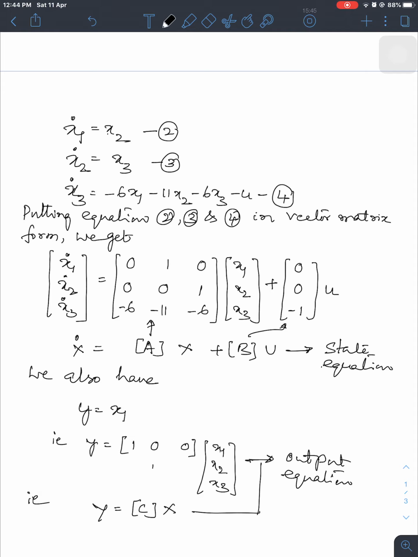Alright, state equation and output equation. These two equations completely describe the given control system in state variable form. Hope you have understood this.